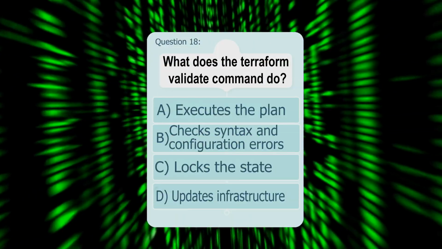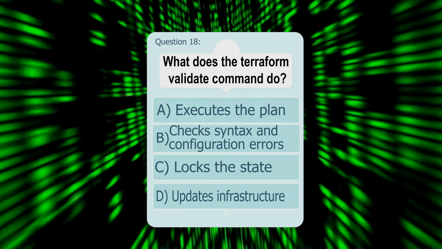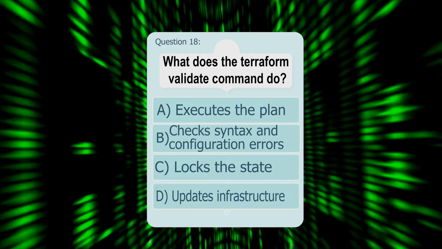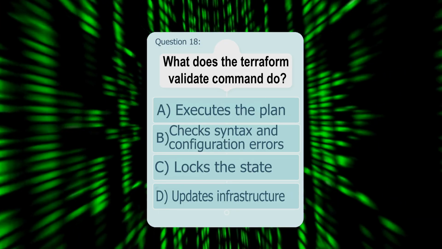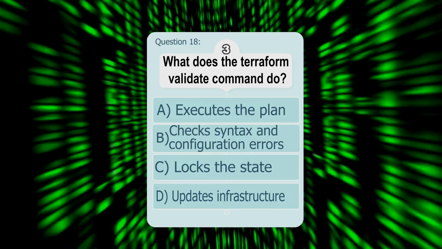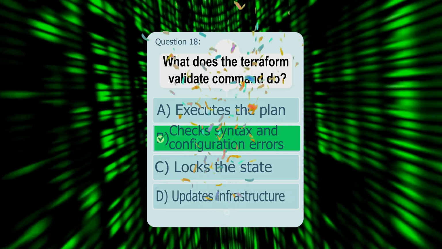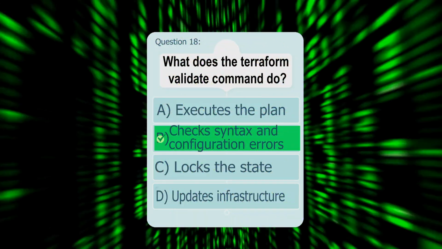Question 18. What does the Terraform validate command do? A. Executes the plan. B. Checks syntax and configuration errors. C. Locks the state. D. Updates infrastructure. Answer. B. Checks syntax and configuration errors.